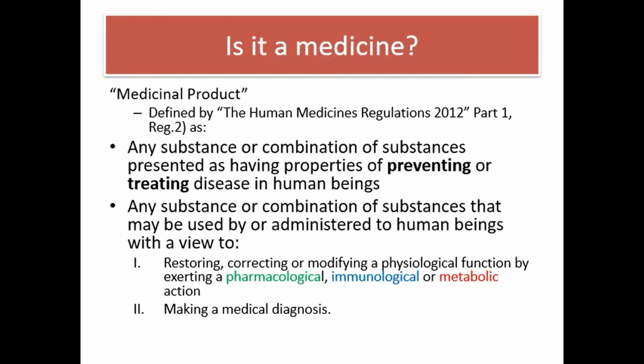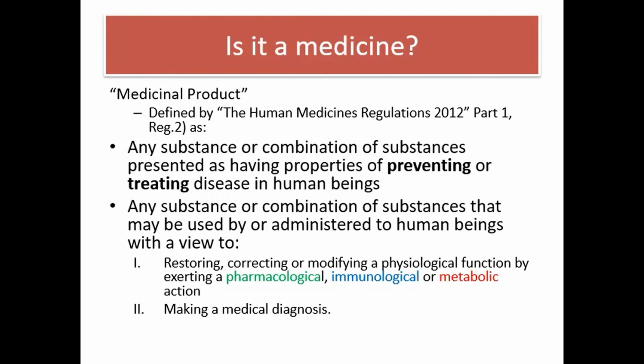Now, a medicinal product is any substance or a combination of substances that have properties of preventing or treating disease in human beings. Any substance or combination of substances that may be used by or administered to human beings, and essentially what they do is they have some sort of effect. They might be able to restore, correct, or modify a physiological function. Normally that's done by having some form of pharmacological action, an immunological action, or a metabolic action. Additional to that, it's about making a medical diagnosis as well.